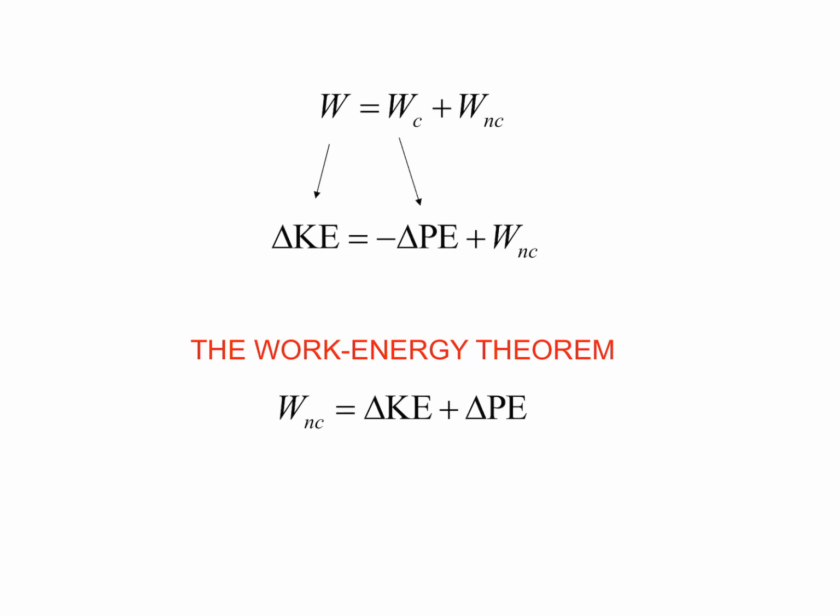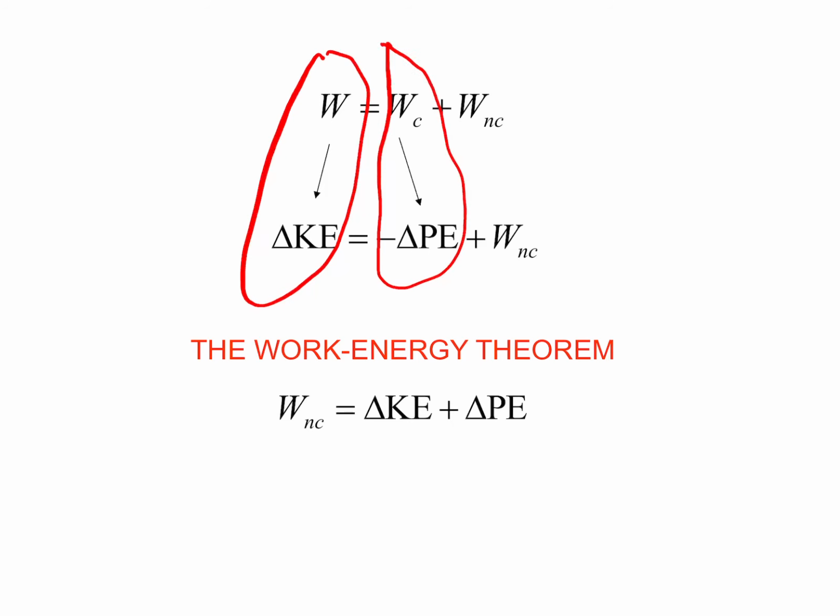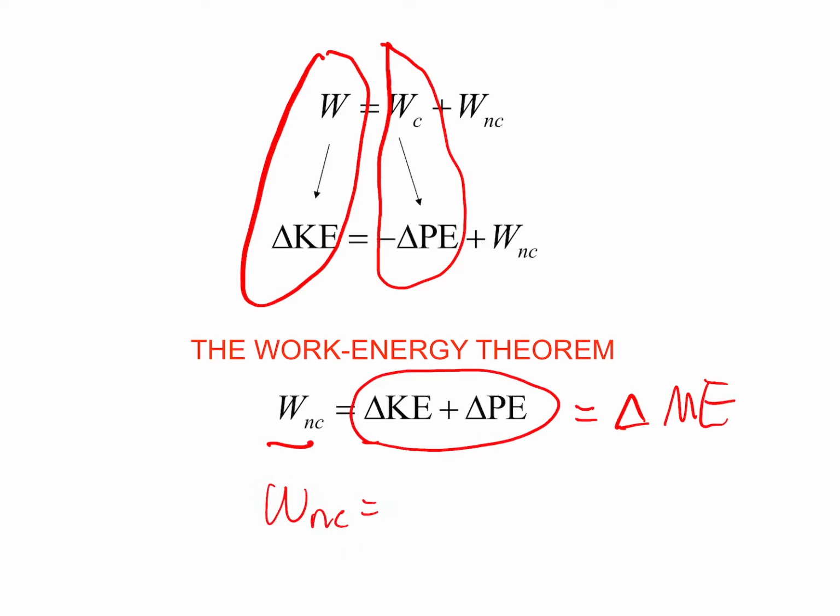Okay, you have this is the work-energy theorem. This is the definition of potential energy. So you have the work done by non-conservative force equals change of kinetic energy plus change of potential energy. You can also write it as change of mechanical energy. So what's happening if there's no non-conservative force doing work here? Then you will have change of mechanical energy is zero.